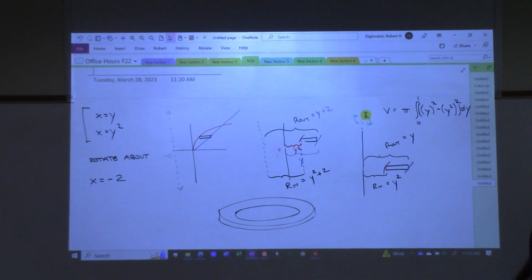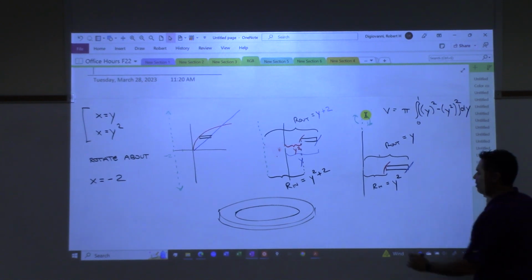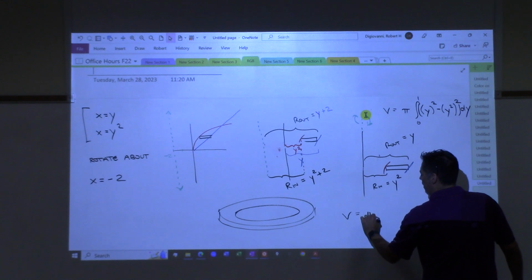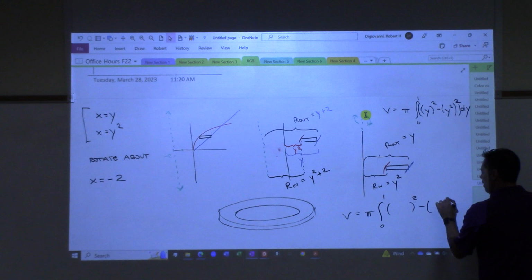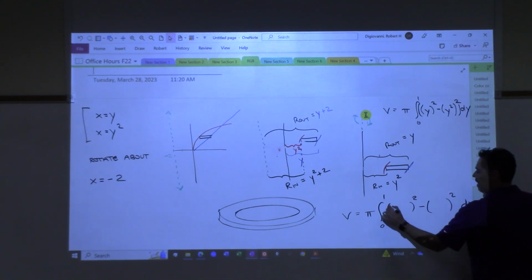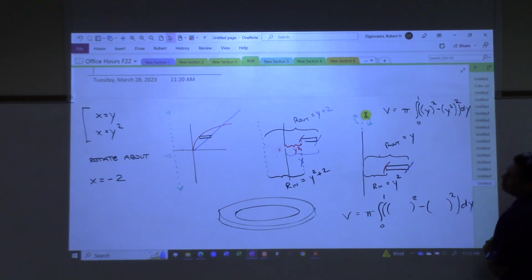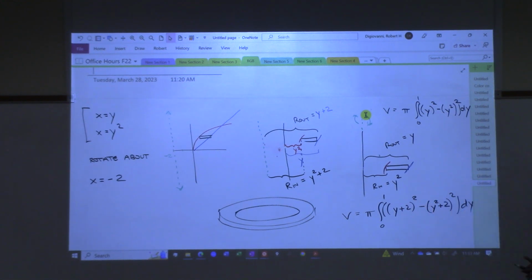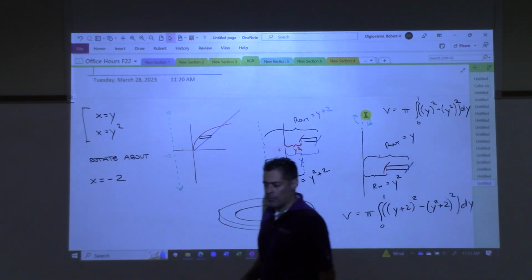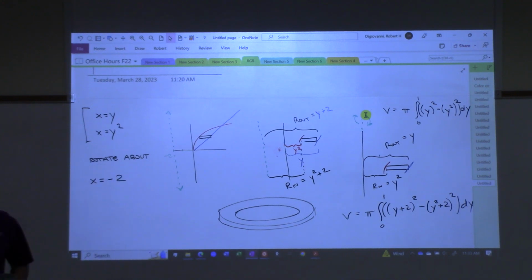We go to the formula. It's the same limits of integration, right? So the volume of that will be pi integral still from 0 to 1, r out squared minus r in squared dy. And yes, those parentheses should be there. R out was y plus 2. R in was y squared plus 2. This will give you that volume. How y'all feeling? It's okay?